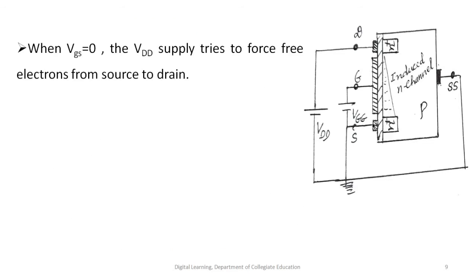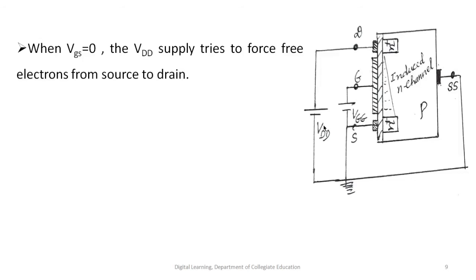When VGS is equal to 0, that is, the gate to source voltage is 0, and VDD is the voltage which is supplied to the drain, the VDD tries to force the free electrons from source to drain.